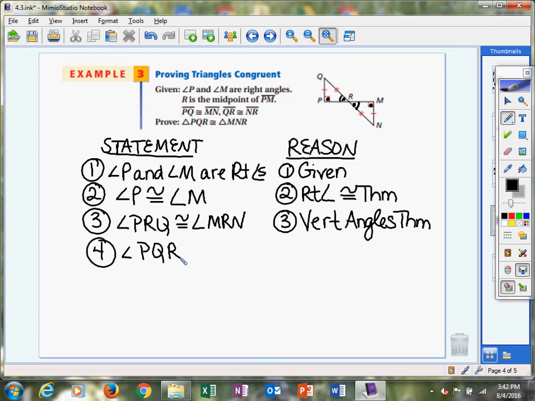Angle PQR is congruent to angle MNR. And we just learned this one really recently. Think back to where we were talking about if you have two angles of one triangle that are congruent to two angles of the second triangle, what's true about the third angle? They're also congruent. That's right. So remember, we called that the third angles theorem, I guess.